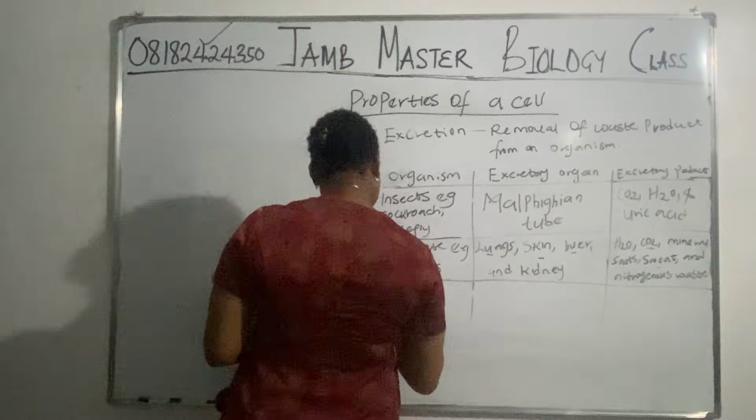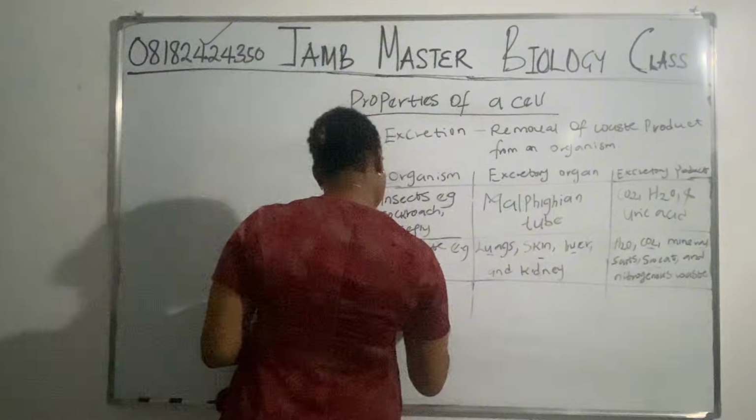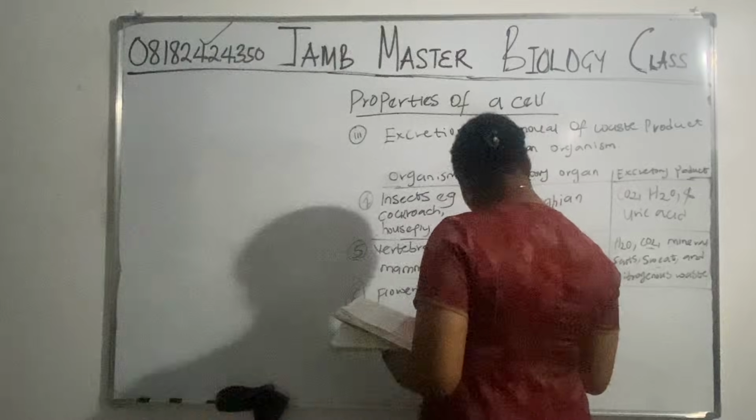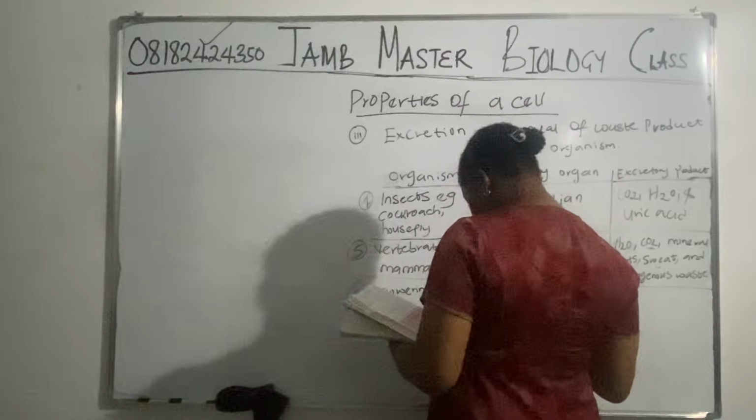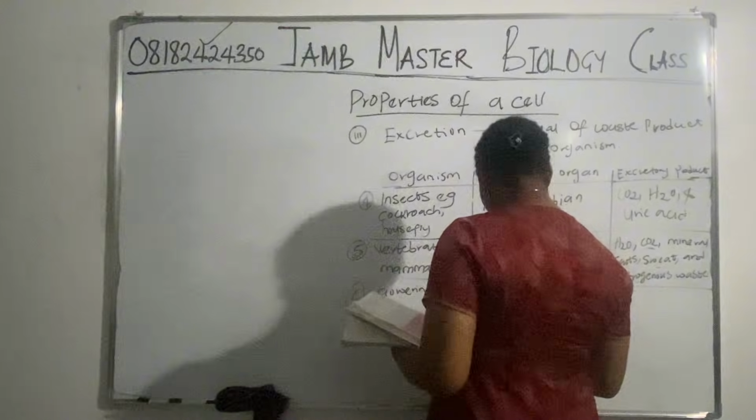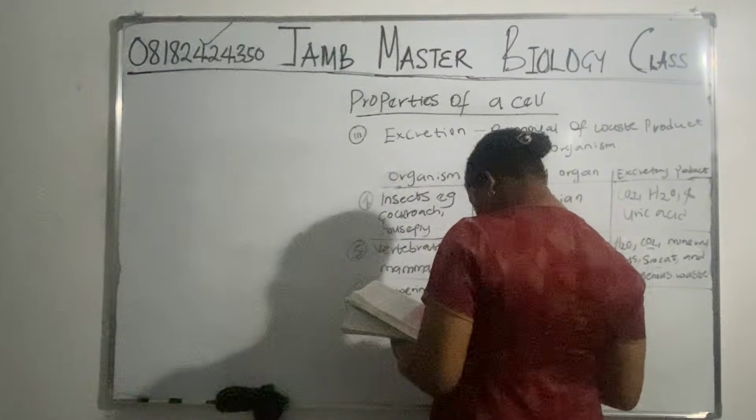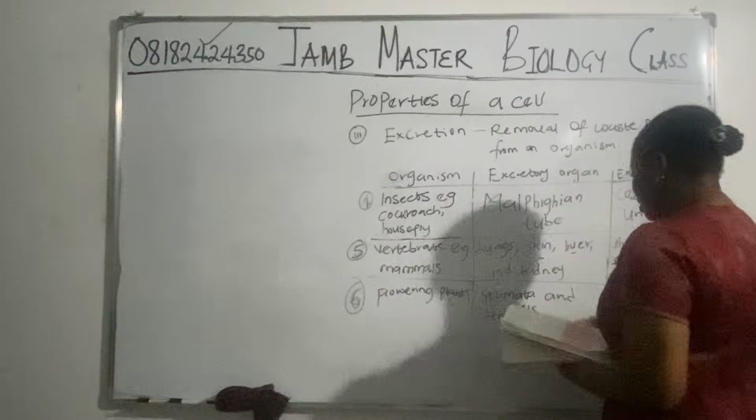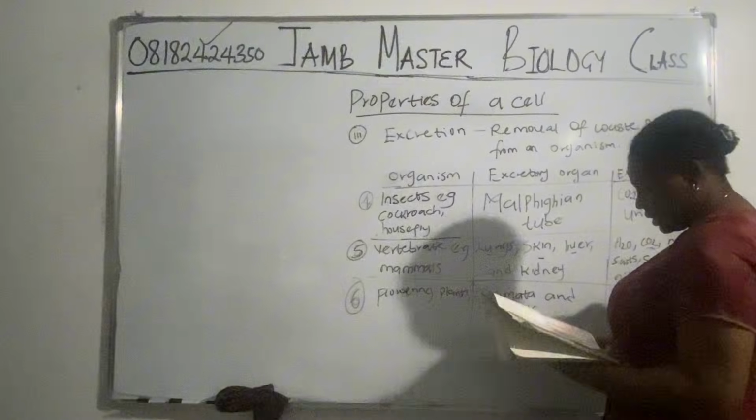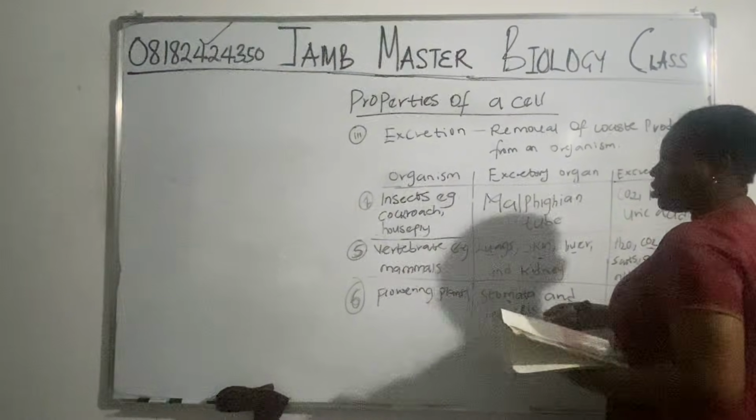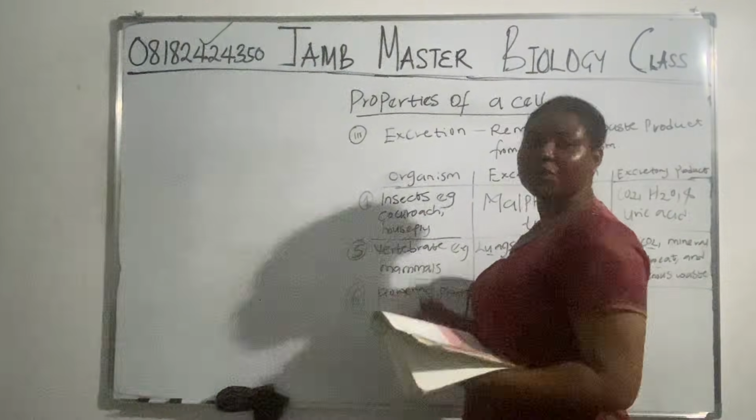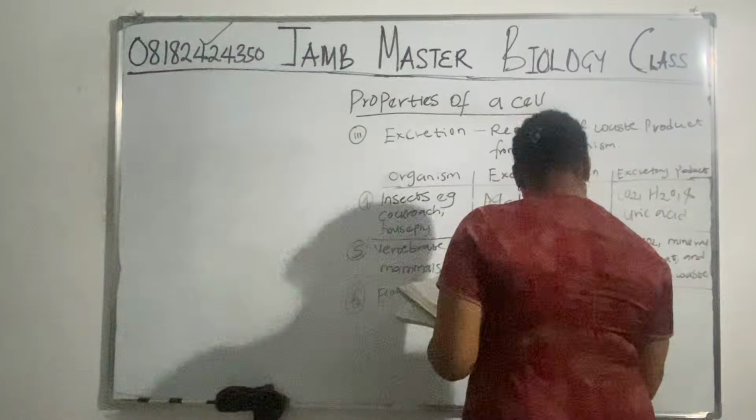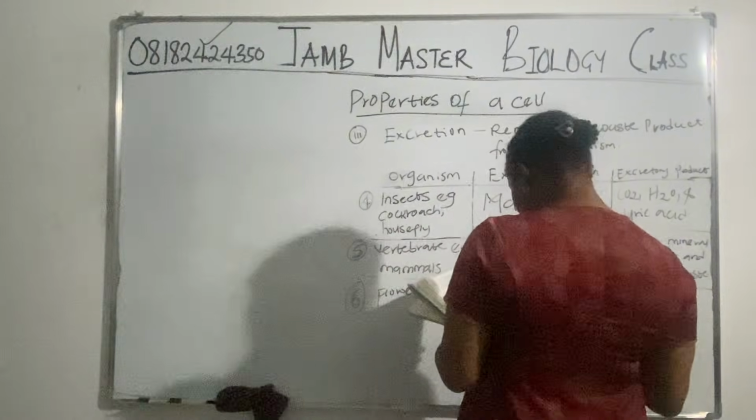We have flowering plants, or plants, and their excretory organs are the stomata and lenticels. Stomata helps with respiration, even the lenticels too. And basically, transpiration is the removal of water from the plant. So the excretory product of plants is water.